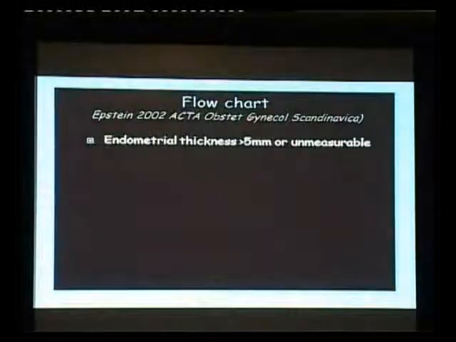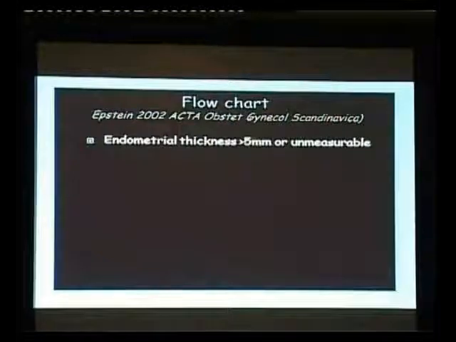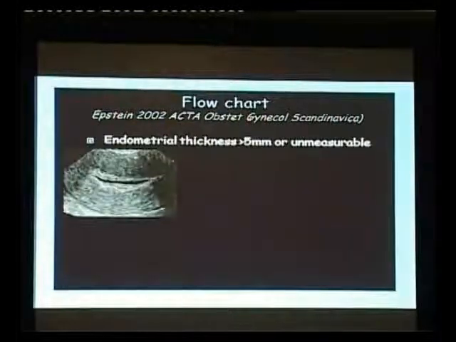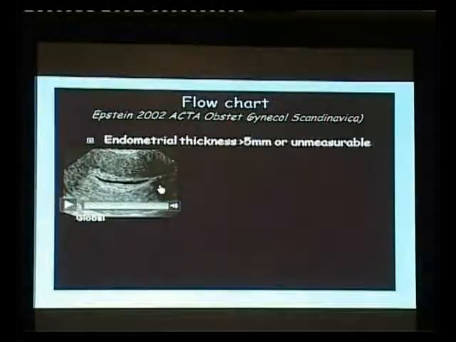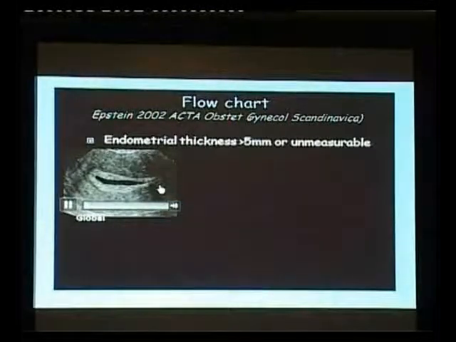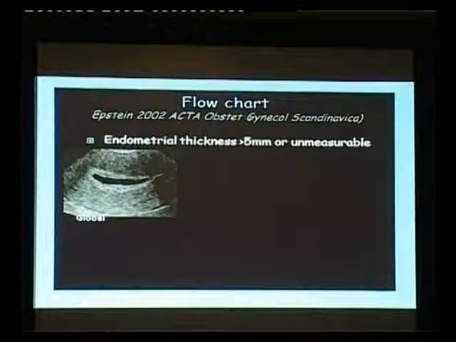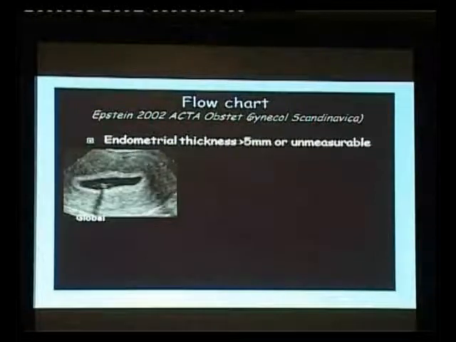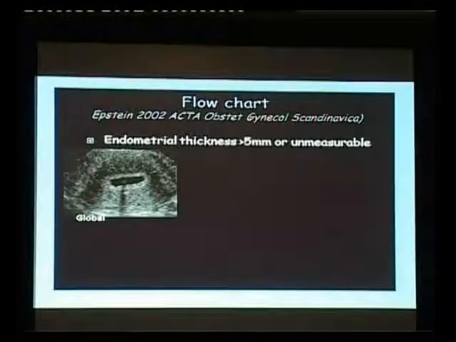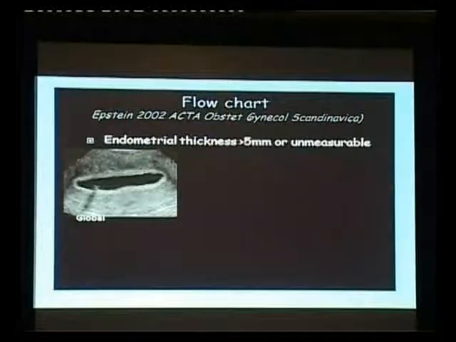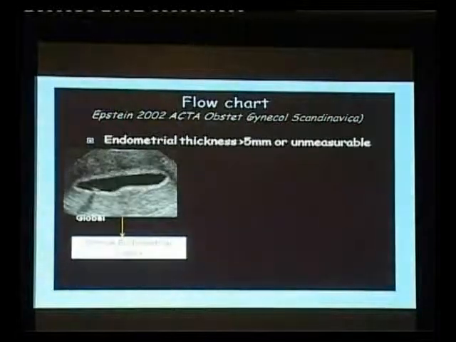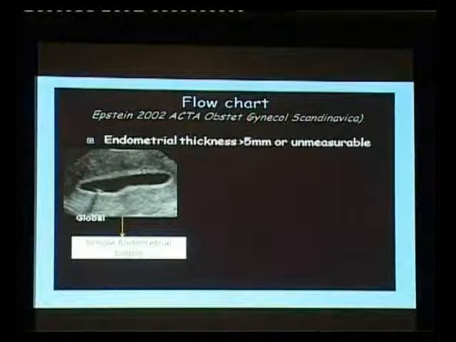Now, there has been a flowchart designed by Elizabeth Epstein in 2002, where she has categorized cases as endometrial thickness more than 5 or unmeasurable. Sometimes in our practice we may have a globally thickened endometrium, where you put in a saline infusion and you can demonstrate that the endometrium is uniformly thickened throughout. In this situation, what we do is try to do a simple endometrial biopsy.